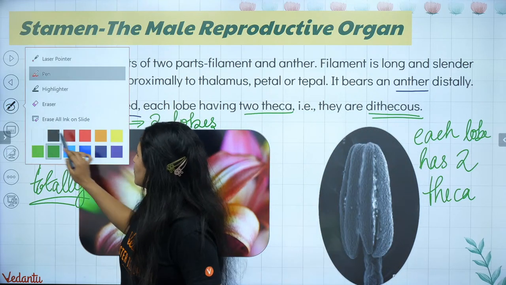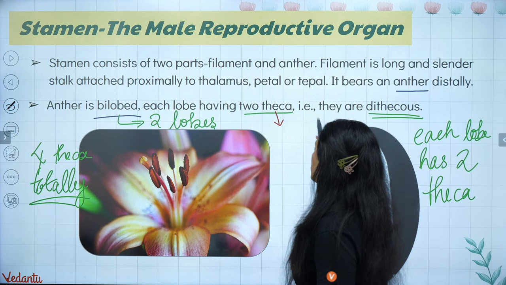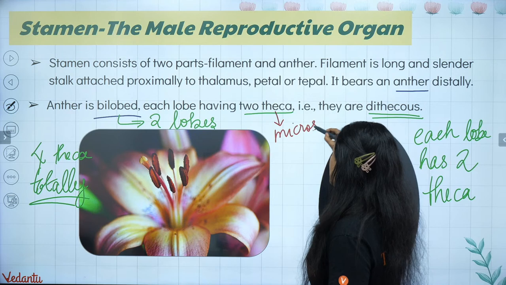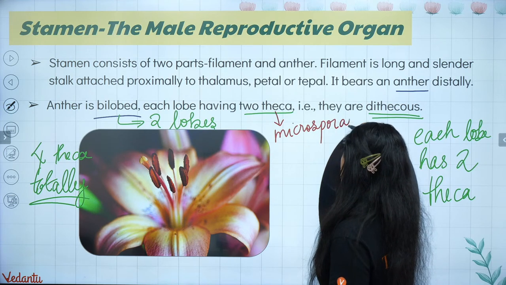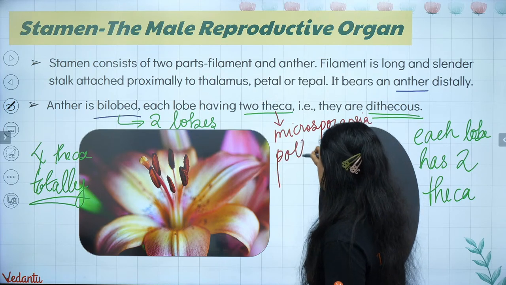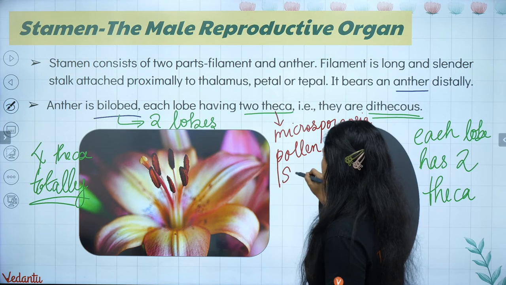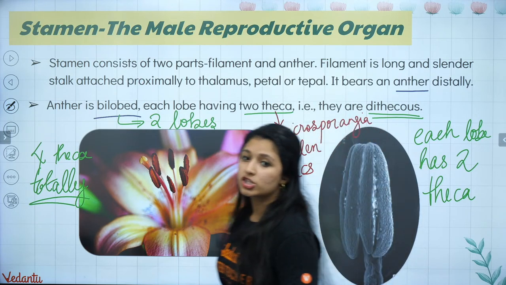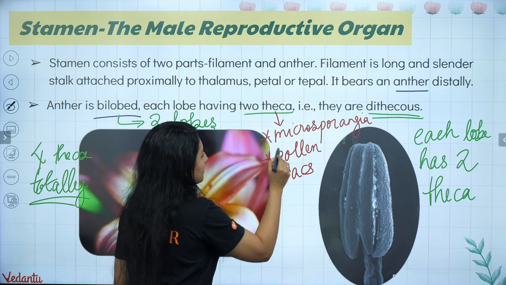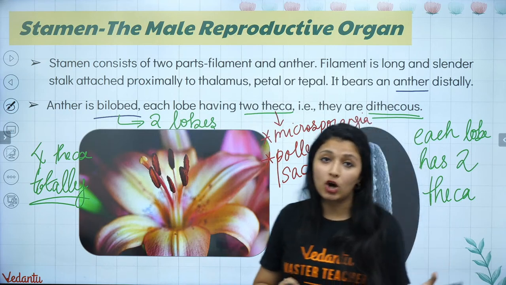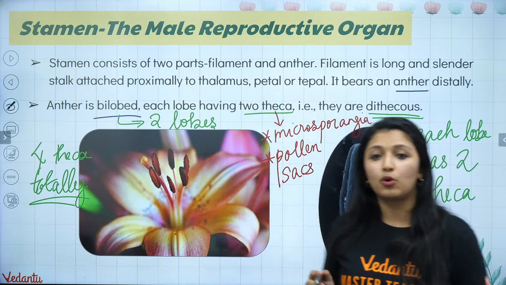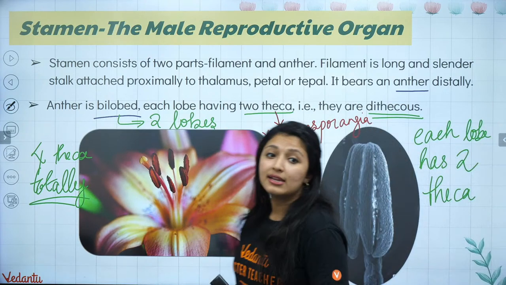Okay, let's write down the other names of theca. Theca can also be called microsporangia, or it can also be called pollen sacs. So, it has two other names. Please learn this. Theca can be called microsporangia, the structure which has all the microspores. And it can be called pollen sacs because it has the pollen grains inside them.